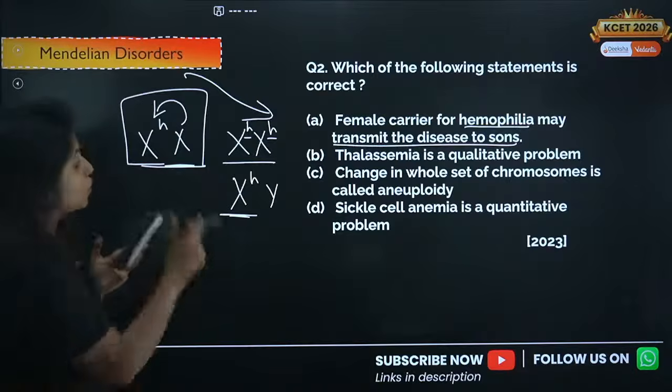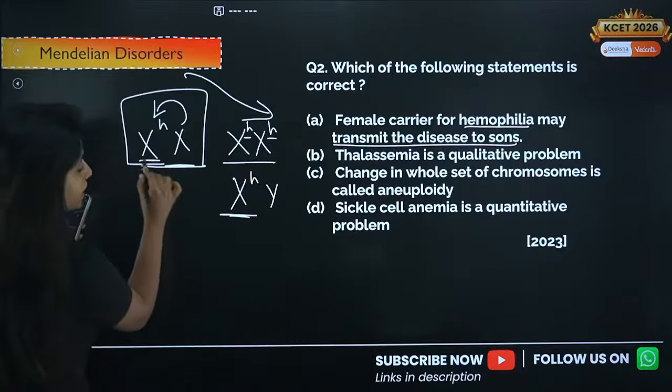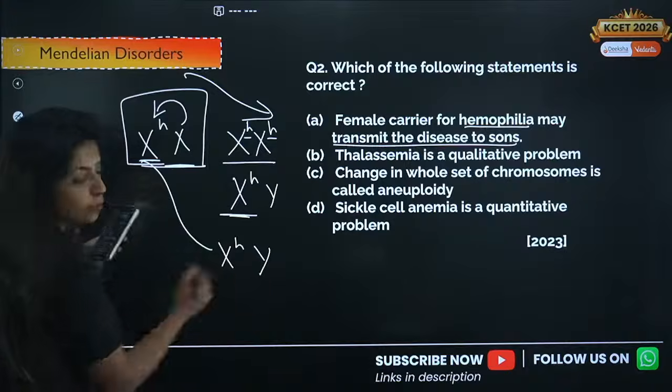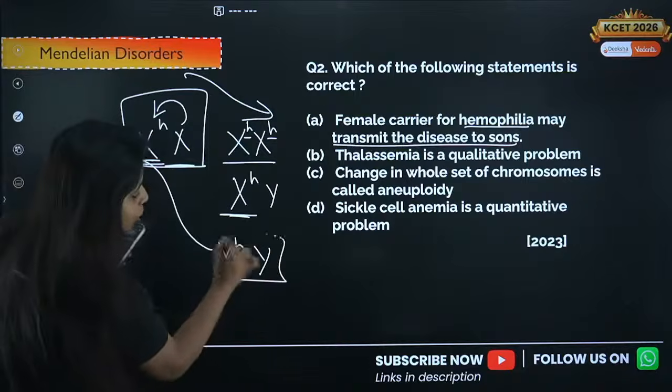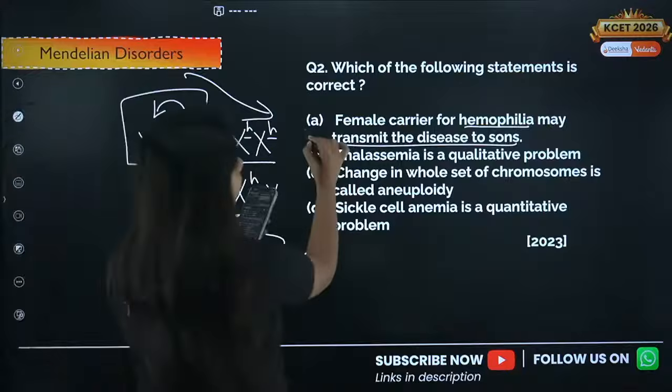Yes. Why? Because from the mother's side, you only give an X chromosome. So suppose from the mother's side, this X chromosome went. And from the father's side, anyway, Y has to come for it to be a male, right? So in that condition, don't you think this guy will be diseased? Yes. So over here, statement A is anyway correct.